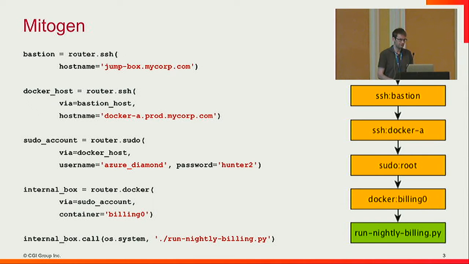And this is all really convenient. The problem is that to get the result of run nightly billing all the way back up the chain to the Bastion host, Mitogen pickles the result.